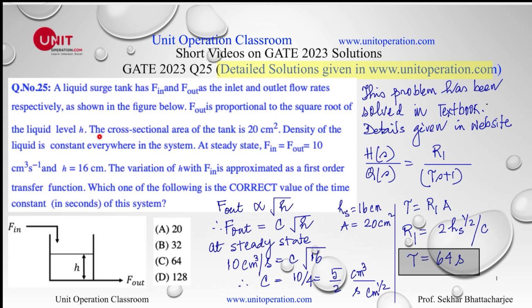The cross-sectional area of the tank is 20 centimeters square. The density of the liquid is constant. Steady state means F in is equal to F out, and at that point, the steady state value of the height of the liquid in the tank is given, which is 16 centimeters. The variation of H with F in is approximately a first order transfer function, so we have to assume a first order transfer function model. Which one of the following is the correct value of the time constant tau?